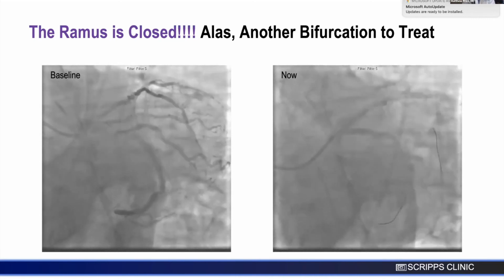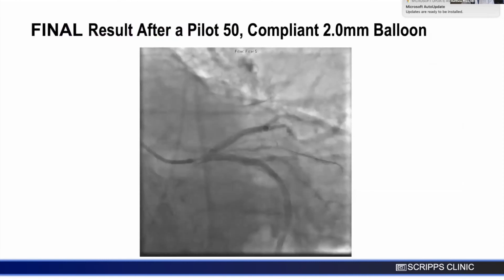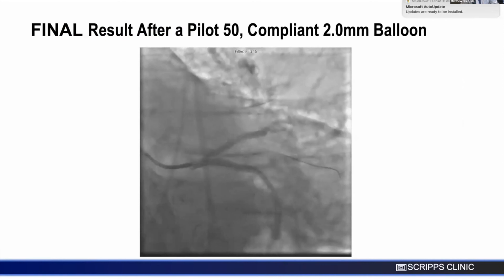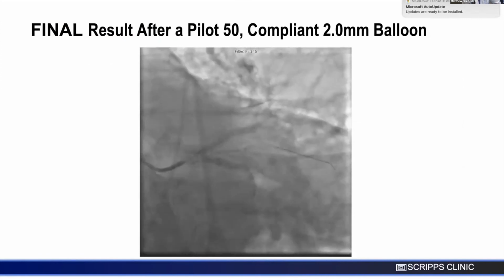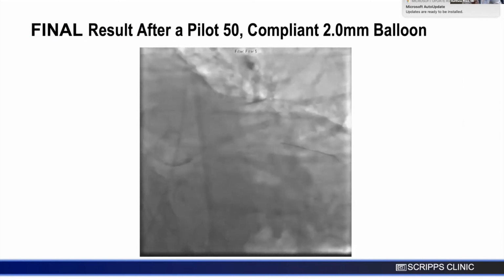All right, so I wired it. Actually, I used a Pilot 50 to wire this and put in a 2.0 balloon. This is what I got. Okay, so first of all, would you have put a wire down the circumflex and done a kiss, or did what I did? I just quick and dirty put a 2.0 balloon, went to 8 or 10 atmospheres at the os.